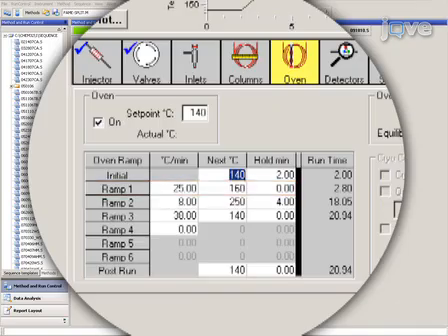Then, set the temperature to increase from 160 degrees Celsius to 250 degrees Celsius at a rate of 8 degrees Celsius per minute. Set to hold the temperature at 250 degrees Celsius for 4 minutes, followed by a decrease to 140 degrees Celsius at a rate of 38 degrees Celsius per minute. Using this temperature profile, one run takes about 21 minutes.